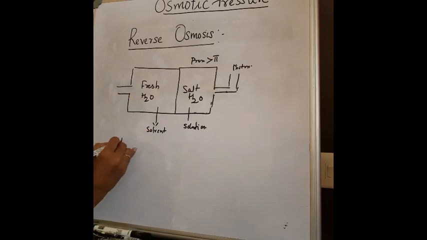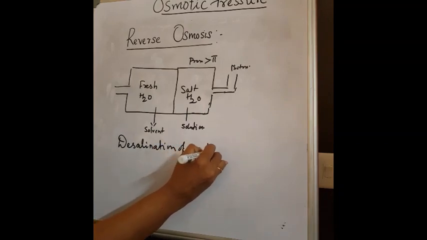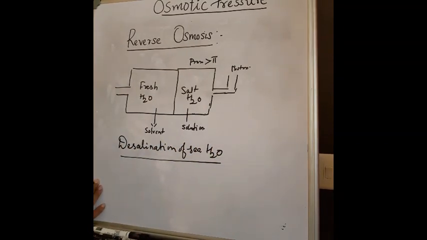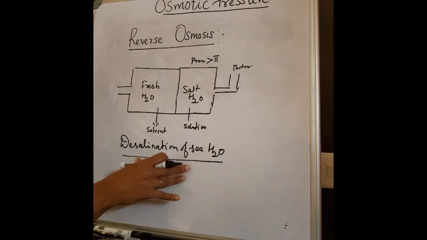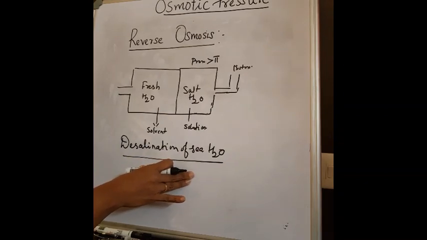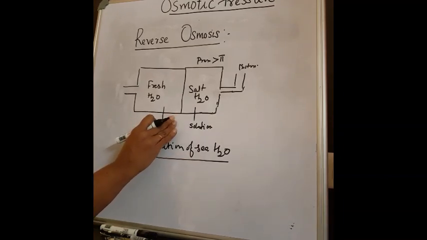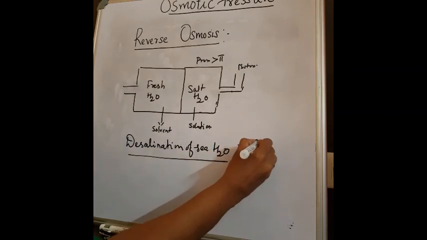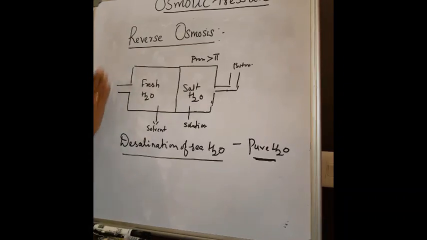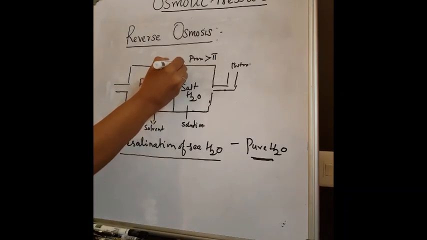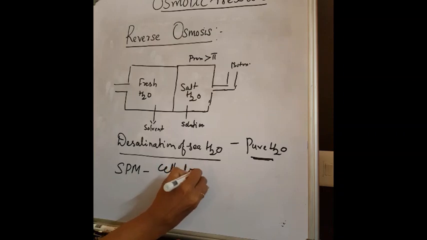The best example is desalination of seawater. Here what happens? When a pressure more than the osmotic pressure is applied, the pure water is squeezed out from the seawater through the membrane, making the seawater pure water for drinking, isn't it? Potable water. So that is the application of what? Reverse osmosis. Normally in reverse osmosis, the SPM used is cellulose acetate.